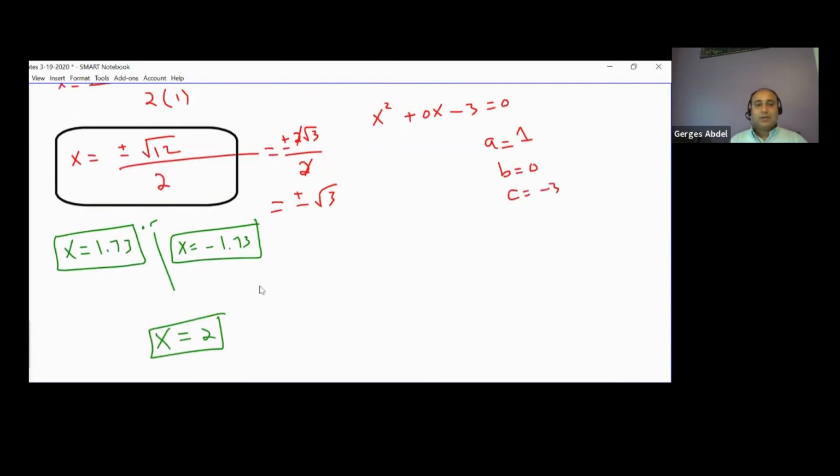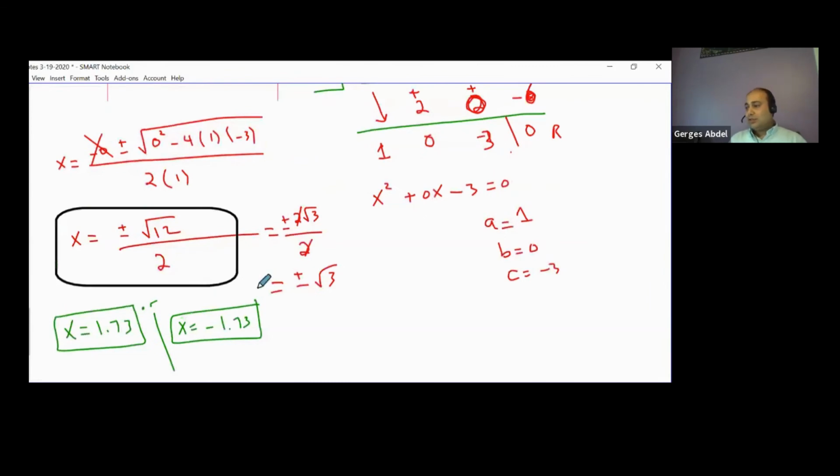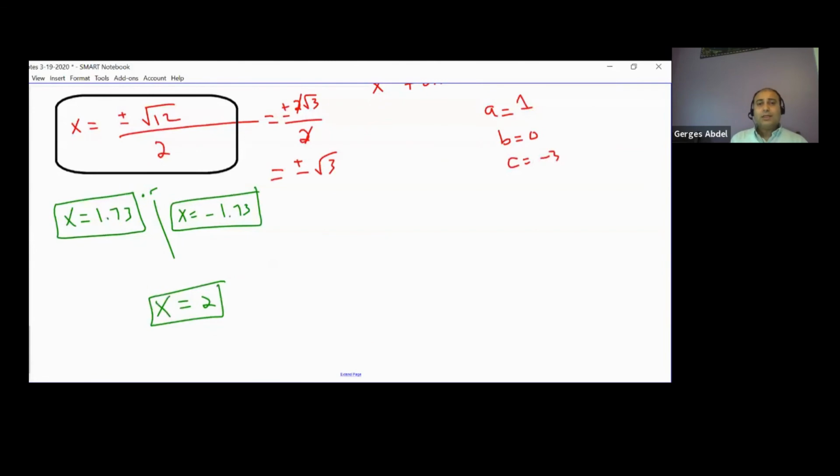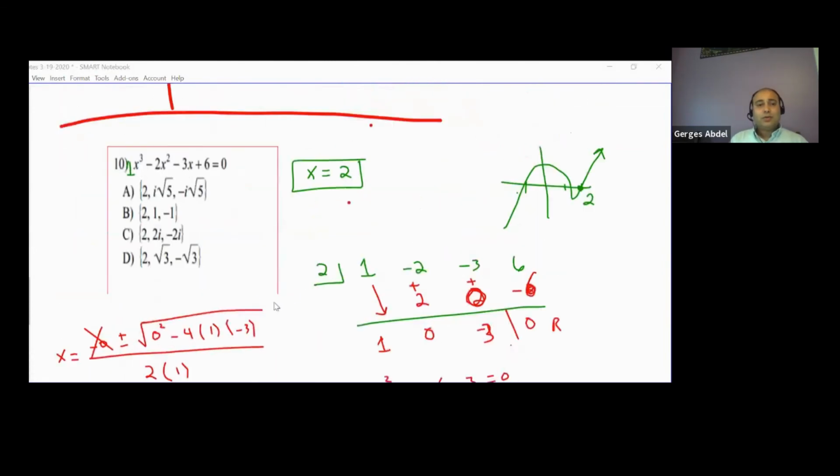All right? I hope you understand it now. We only did 2 problems, which is okay, as long as you understand it, everything will be fine. Now, which one will be the right choice? Obviously, 1.73. It's not square root of negative 5, and it's not 1 and negative 1. It is not i's. We don't have any negative number under the square root, so the answer must be choice D.